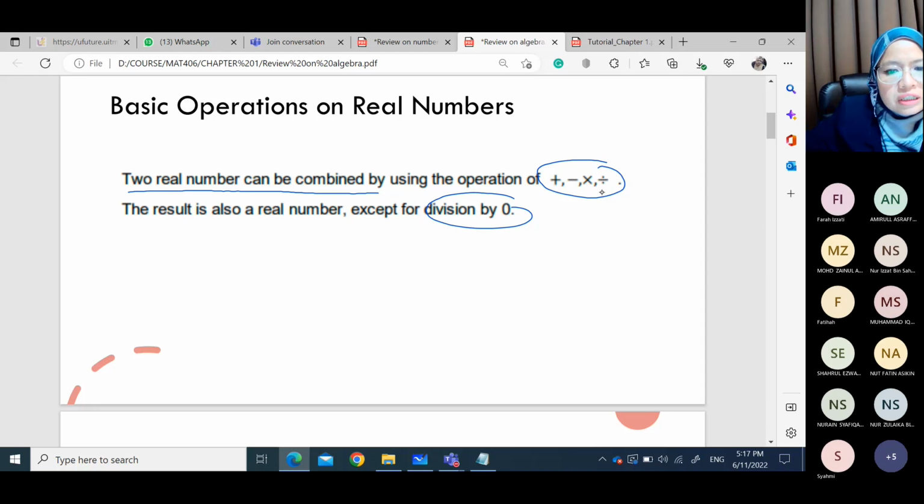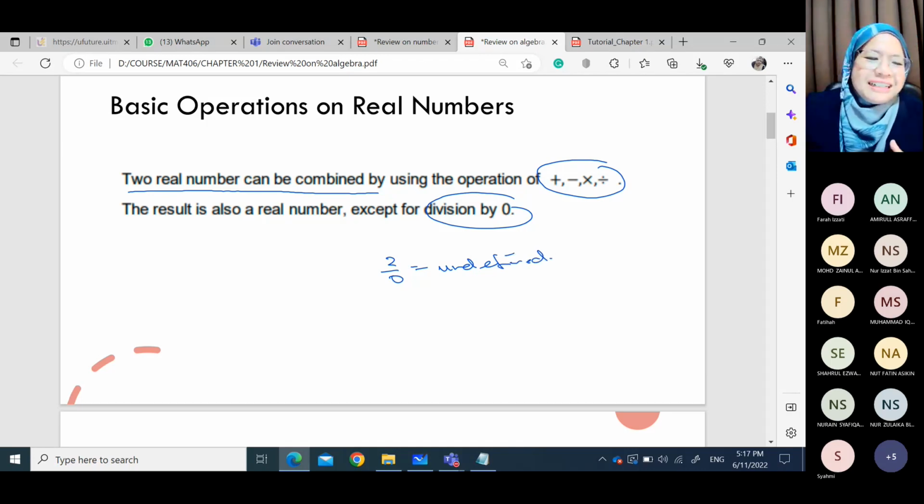Okay, so untuk division ataupun untuk fraction, kita tak boleh nak bahagikan nombor, apa-apa nombor dengan kosong. For example, 2/0. Okay, bila you tekan calculator, 2 divide by 0, so you akan dapat math error dekat situ. Okay, so here we can say that 2/0 is undefined. Tidak diketahui ataupun tidak dijumpai. Begitu. Okay, right. So again, for basic operation of real number, we have 4 types. They are plus, minus, multiplication, and division.